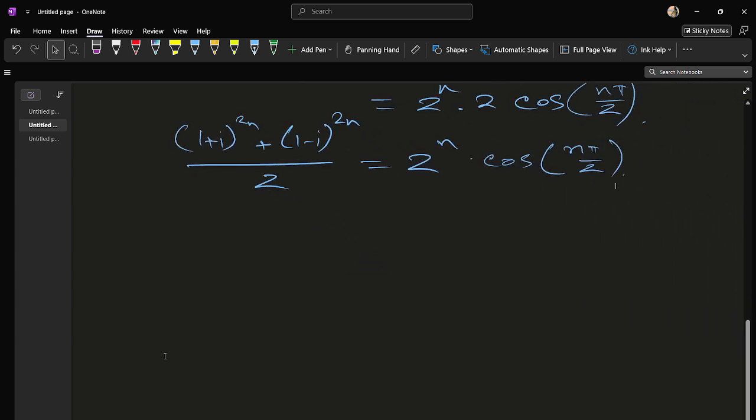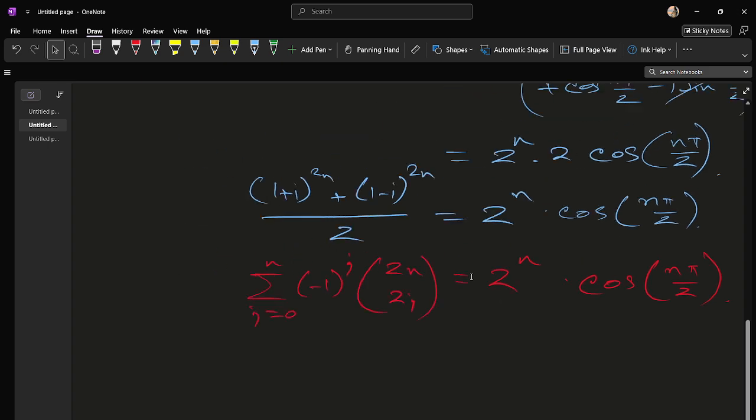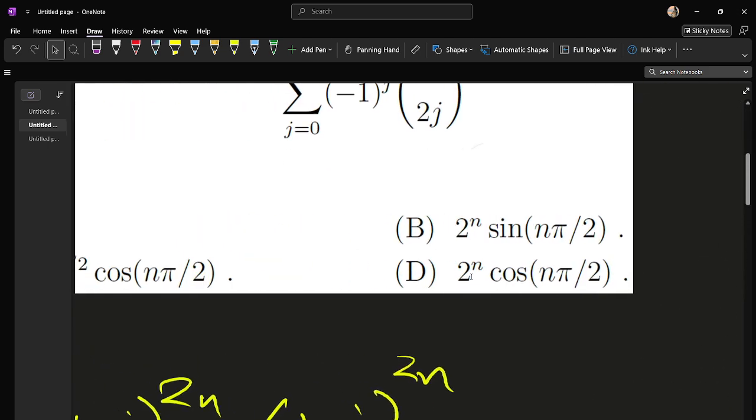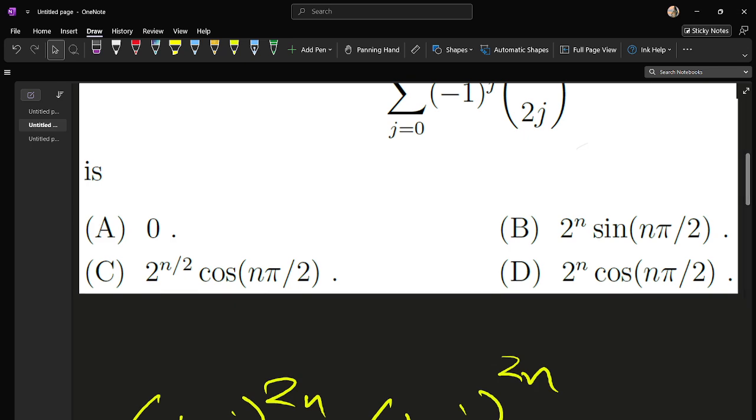So writing it here, that will be the correct answer: summation j equals 0 to n of minus 1 to the power j, 2n chooses 2j, equals 2 to the power n cos n pi by 2. So this is the correct answer of this question, which is our option D.